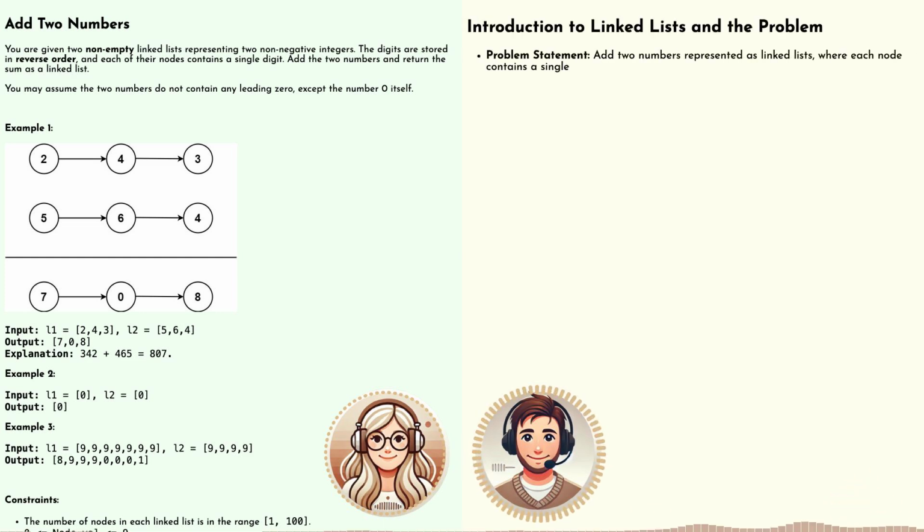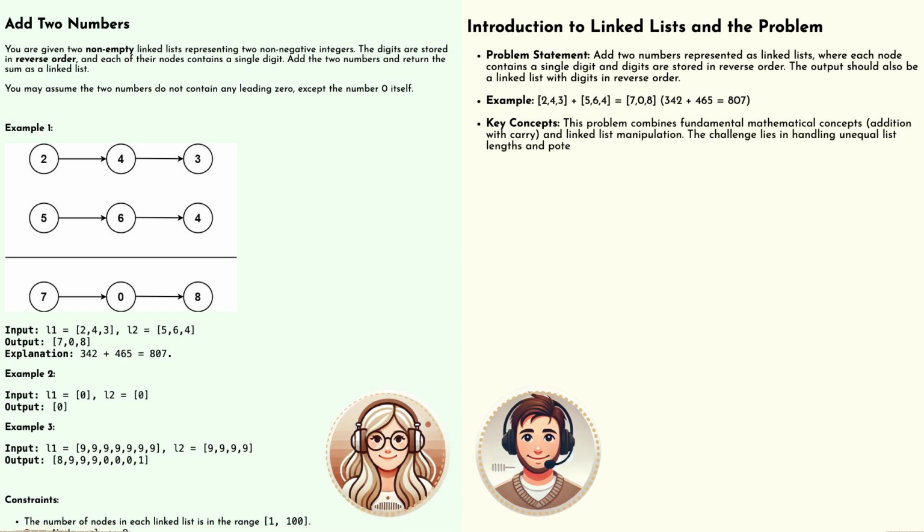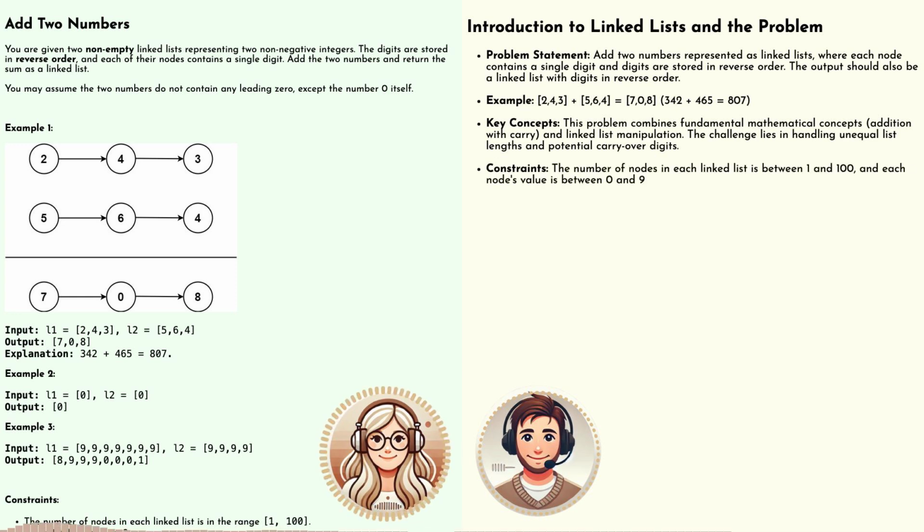Today we're tackling a classic coding interview problem, one that you'll definitely want to have in your back pocket, especially if you're prepping for those tech interviews. It seems pretty basic on the surface, but it's got some interesting twists and turns. We're talking about adding two numbers, but there's a catch. Those numbers are represented as linked lists.